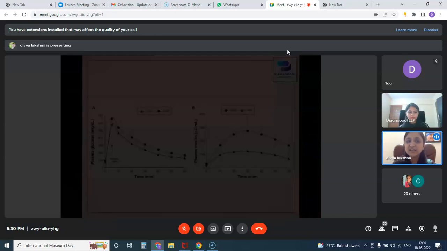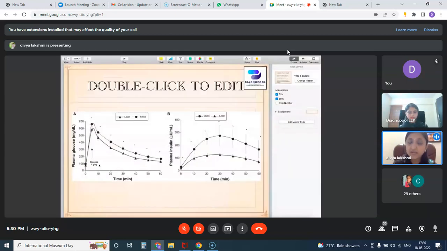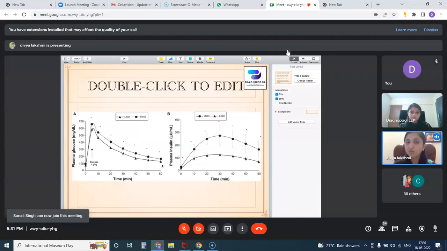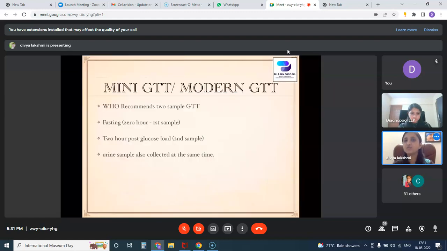So what will happen initially? Within 10 minutes the blood sugar will shoot up, and in normal individuals in 1 hour it will come back to normal. Whereas in diabetics it will not be less than 200. But in normal individuals it will immediately drop. After 1 hour it will drop and come back to normal. So this is the test followed for individuals who cannot take glucose orally.